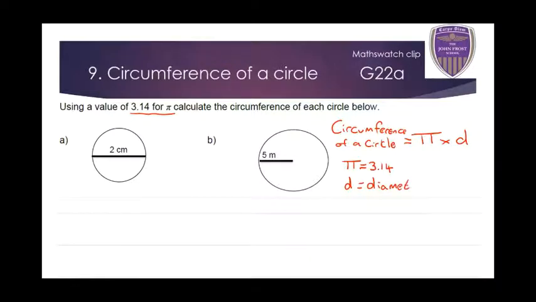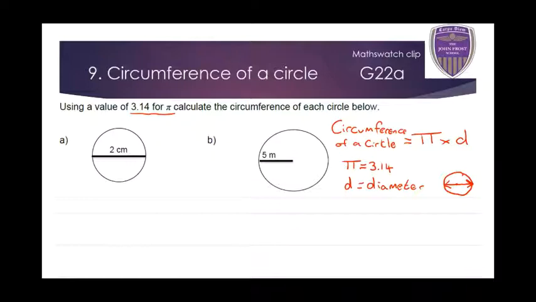And the diameter of a circle is a line that goes through the center of it and goes to the opposite ends of the circle. So it's a line that goes all the way through a circle, and it is the total width, if you will, of that circle. So let's use this formula in practice.